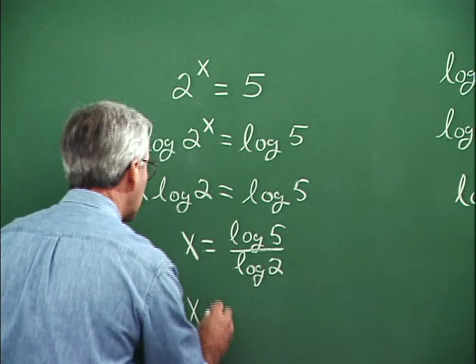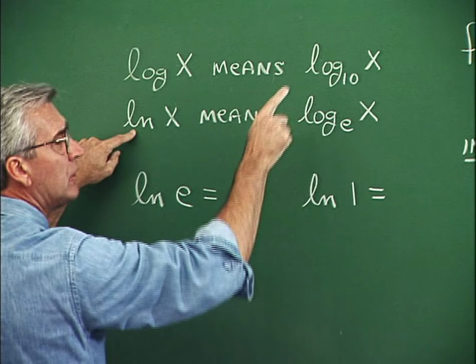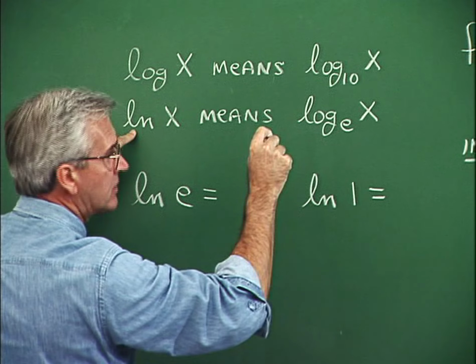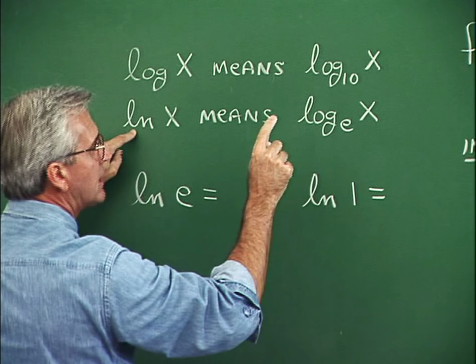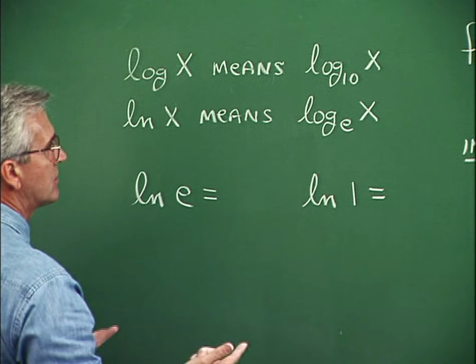I want to make sure we understand that log x means log base 10 of x. And ln x, the natural log of x, means log base e of x. These bases, these logarithmic bases, are so often used that they sort of have abbreviations or nicknames or something like that. And these are also the ones that appear on the calculator.